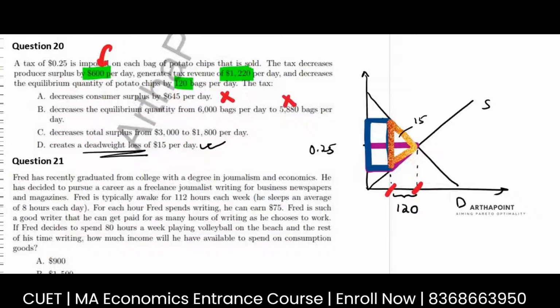Decreases total surplus from 3,000 to 1,800. See, the decrease in total surplus is only called deadweight loss. So the decrease in total surplus is actually 15. So this is incorrect. So the answer is D.